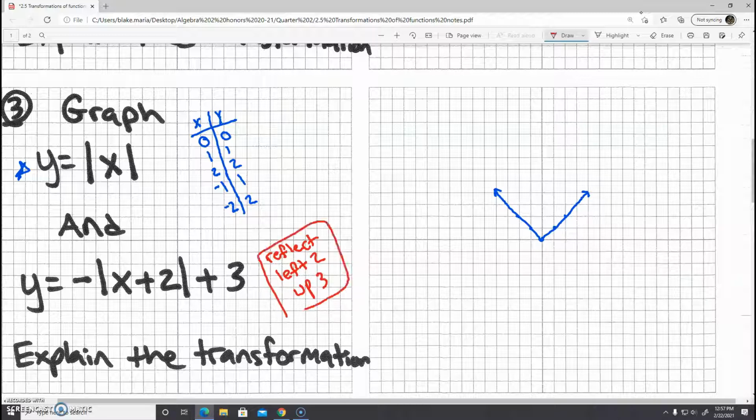Again, I want this in your homework tonight. And then do it. The reflect we'll deal with in a second. Let's move our vertex. So we're going to move it left 2, 1, 2, up 1, 2, 3. So there's my new vertex. And now notice you go over 1, up 1, over 1, up 1, over 1, up 1. So instead of going over 1, up 1, we're going to go over 1, down 1. It's going to open down. Over 1, down 1. Over 1, down 1. And there's your graph.